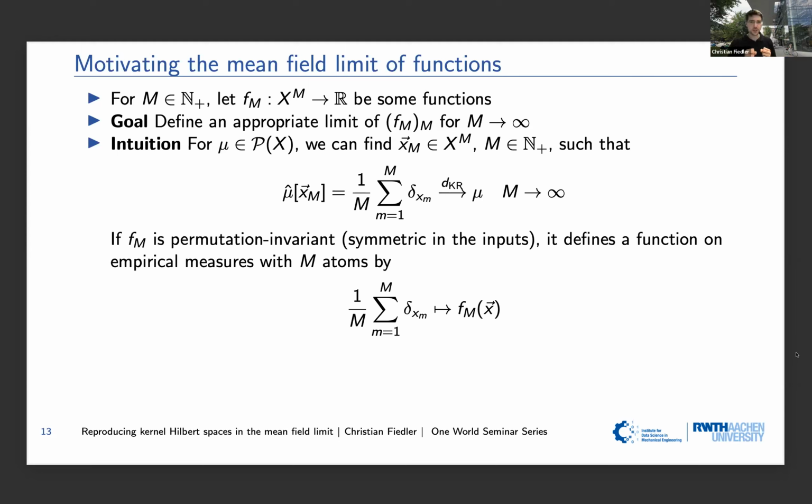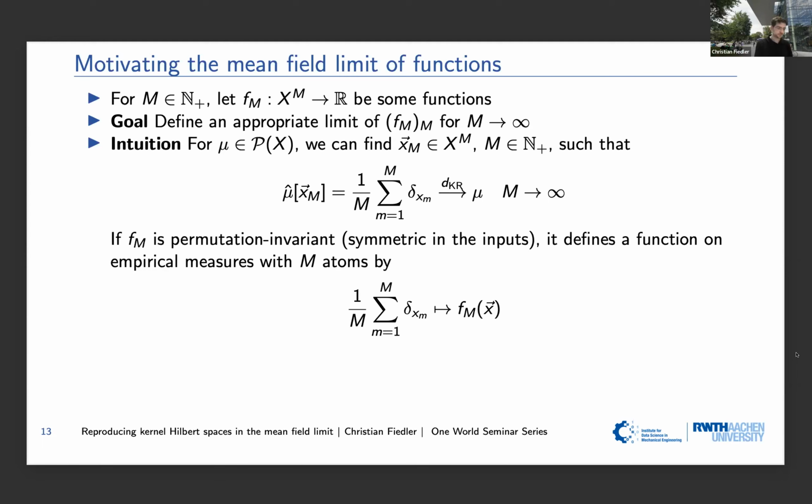Now, if the function f_m is permutation invariant, then it actually defines a function on the space of empirical measures with exactly m atoms. You simply extract the atoms out of the empirical measure, put them into a tuple, choosing any order, and then put this tuple into the function f_m. Because f_m is permutation invariant, so shuffling around the inputs does not change the value, this is a well-defined procedure, and you get a function on the empirical measures with exactly m atoms.